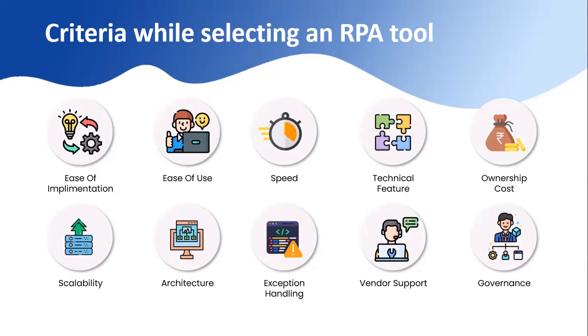So features are very important, in terms of how much scope the tool is covering. It should cover a vast scope. It should not be that you took an RPA tool and it runs only one or two things. You need one that runs multiple things. So technical features should be good, and also consider cost of ownership.